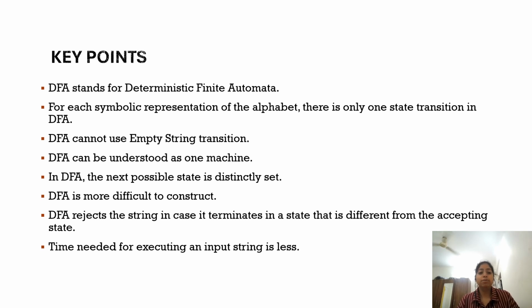Now let's look at a few key points. DFA stands for Deterministic Finite Automata. For each symbol of the alphabet, there is only one state transition in DFA. DFA cannot use an empty string transition. DFA can be understood as one machine. In DFA, the next possible state is distinctly set. DFA is more difficult to construct. DFA rejects the string in case it terminates in a state that is different from the accepting state. Time needed for executing an input string is less.